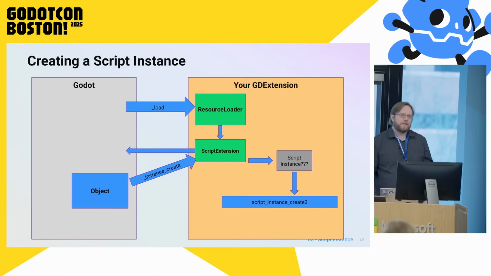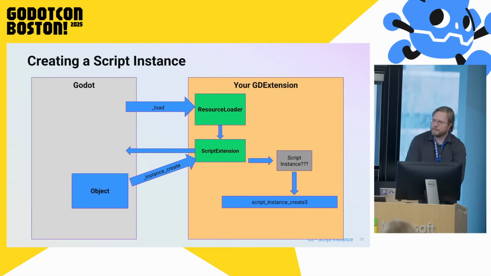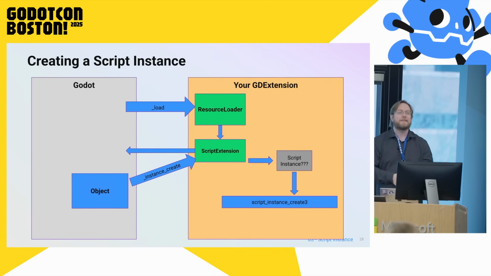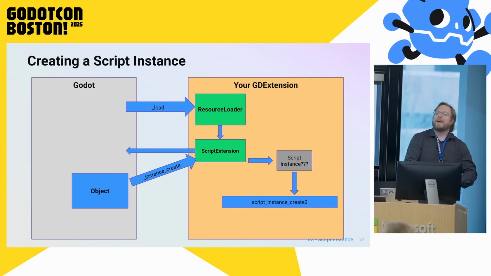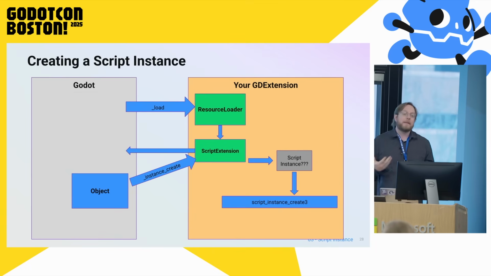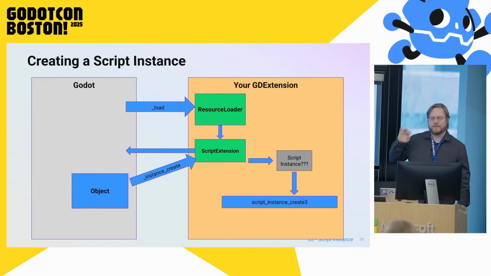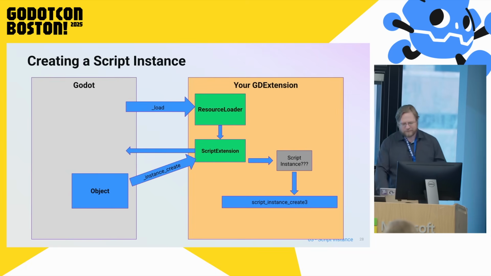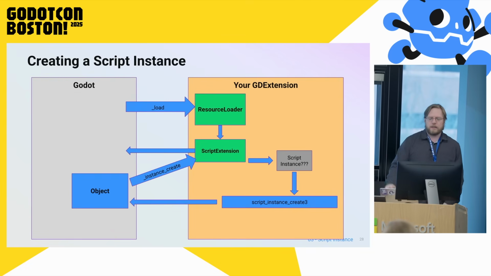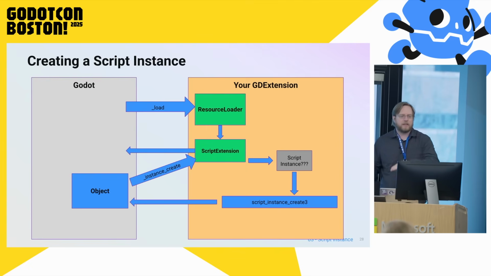You're then going to call this function in GDExtension called script instance create 3. The only reason it's called instance create 3 is because it's the third version of this function. This is just convention in GDExtension in order to keep backwards compatibility. Whenever we need to make a change to the signature of one of these functions, we just append a number. You could call 2 as well, it'll still work. And once you've created that object, you're going to hand that back, and that'll get handed back to the object as your script instance extension.